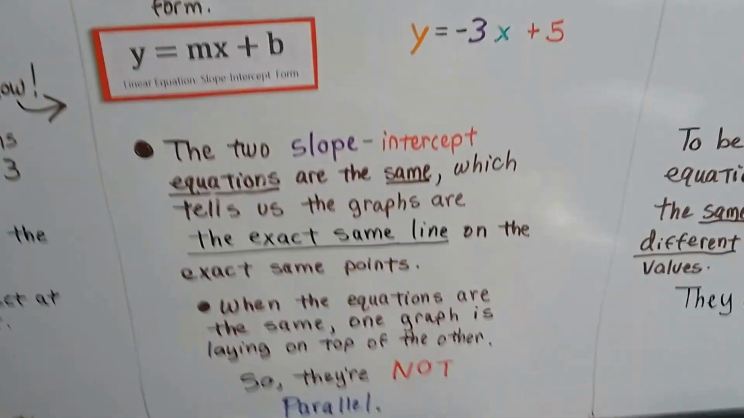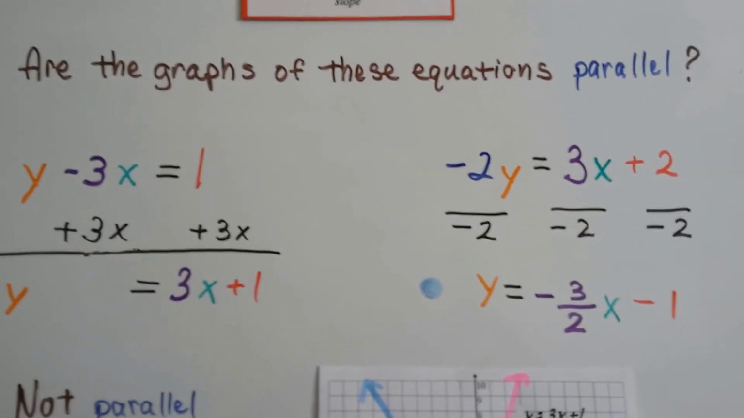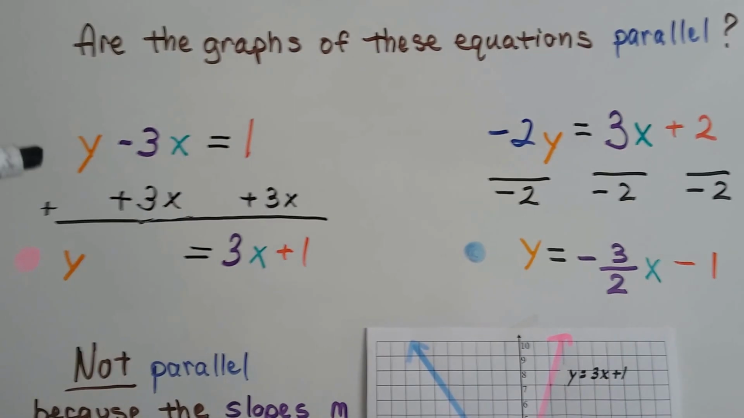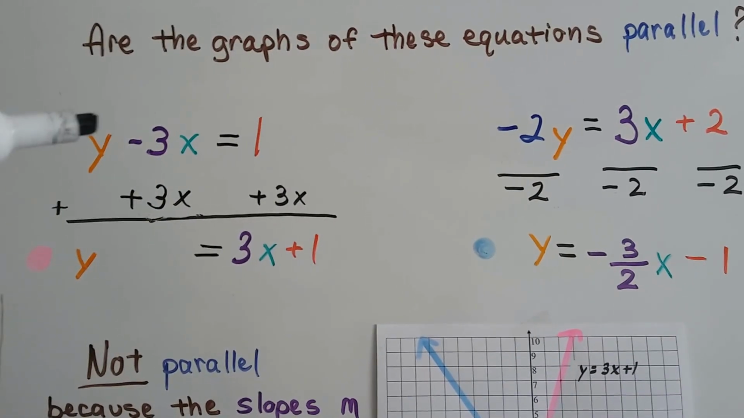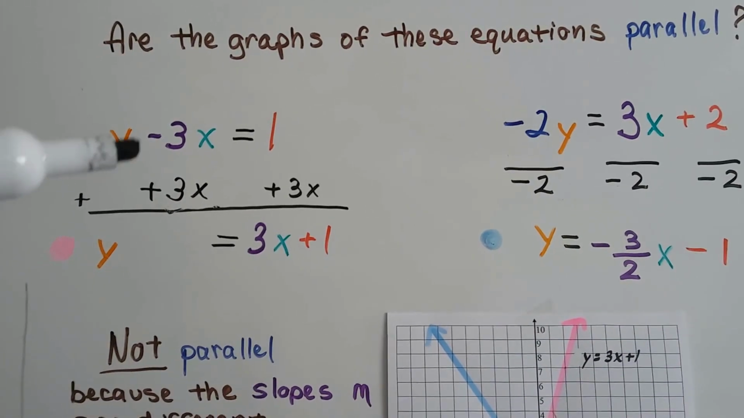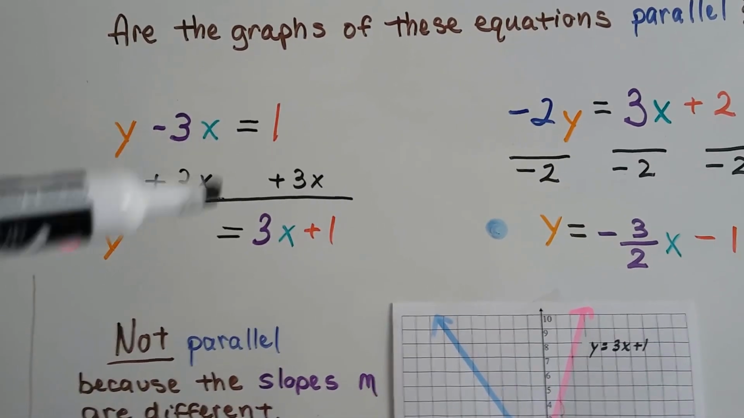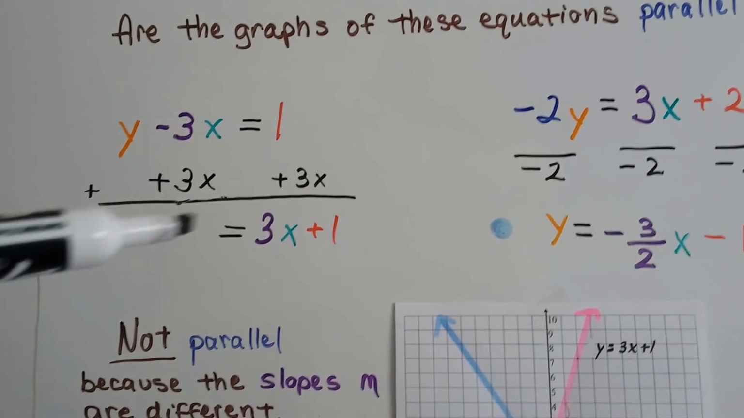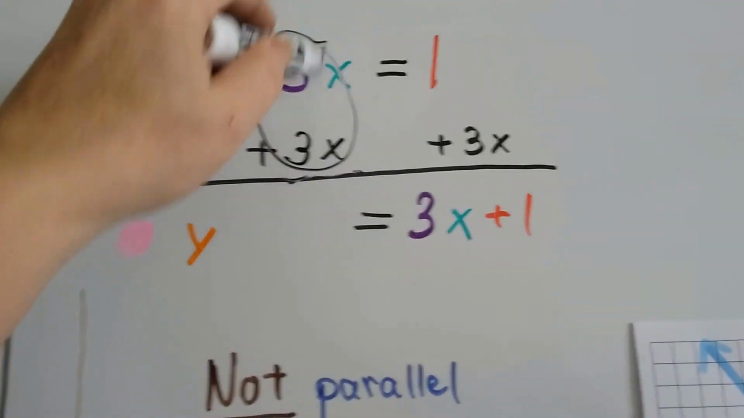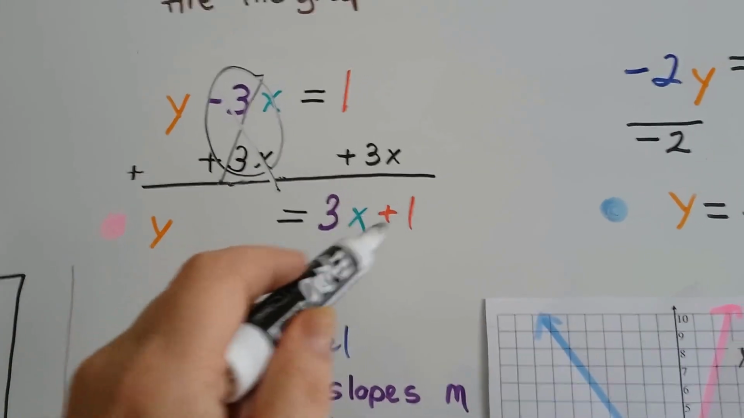Okay? Now look at these. Are the graphs of these equations parallel? So here's one, and here's the other one. So this one needs to have the y in the front, right? It needs to isolate the y. So for this -3x, we're going to take it away from here and eliminate it by adding a 3x to each side of the equation. That's going to create the zero pair right here, right? And now we've got y equals 3x plus 1.